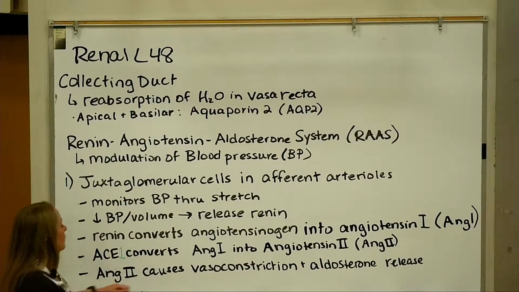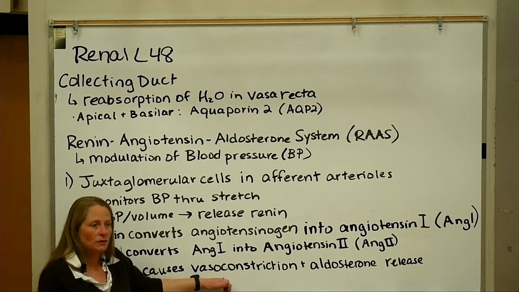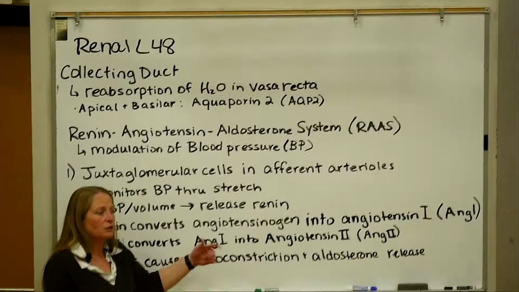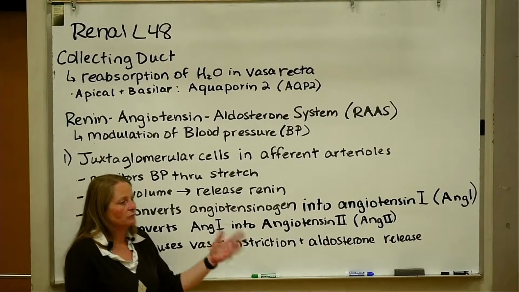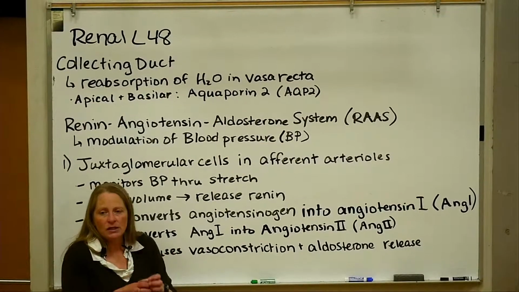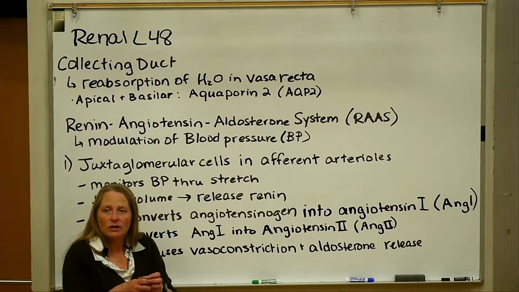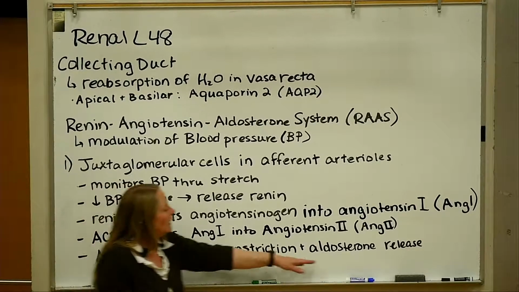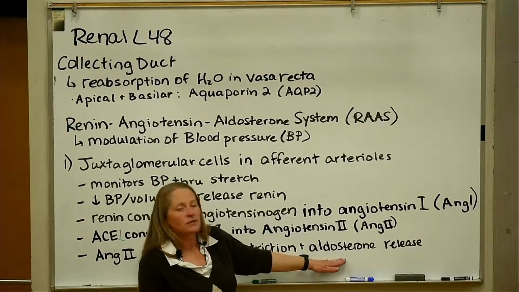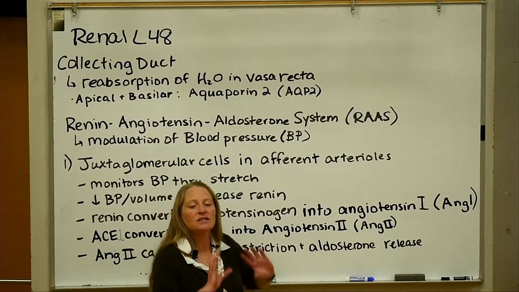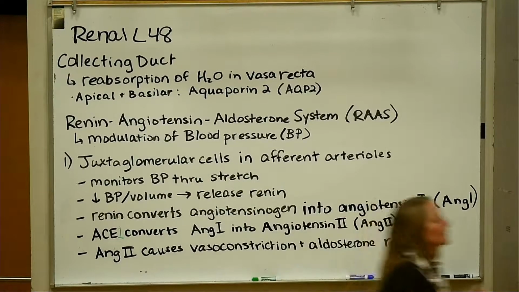Angiotensin 2 can both cause vasoconstriction, so binding to smooth muscle around arterioles, arteries, venules, and veins, and decrease the radius, which is going to increase that blood pressure. And it can also cause aldosterone release. Okay, so this is going to lead us into sort of a second portion of the story.